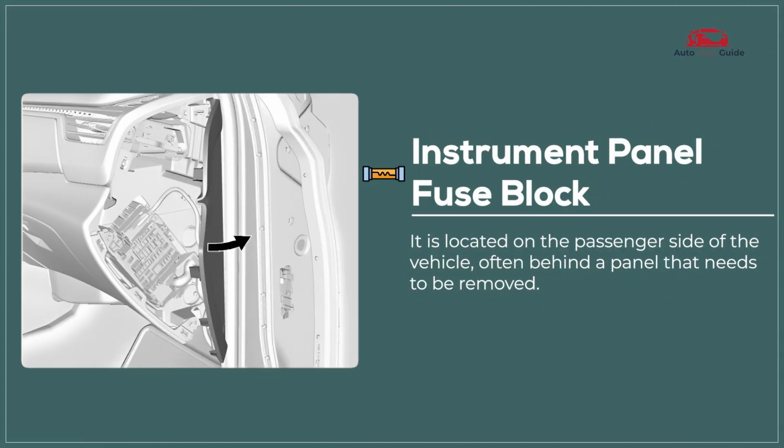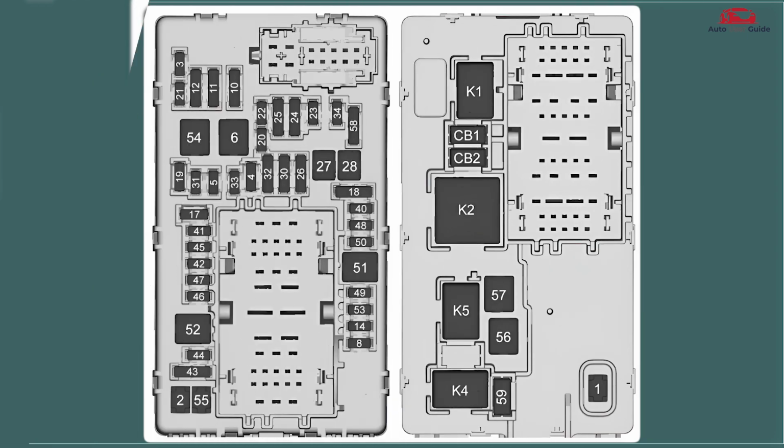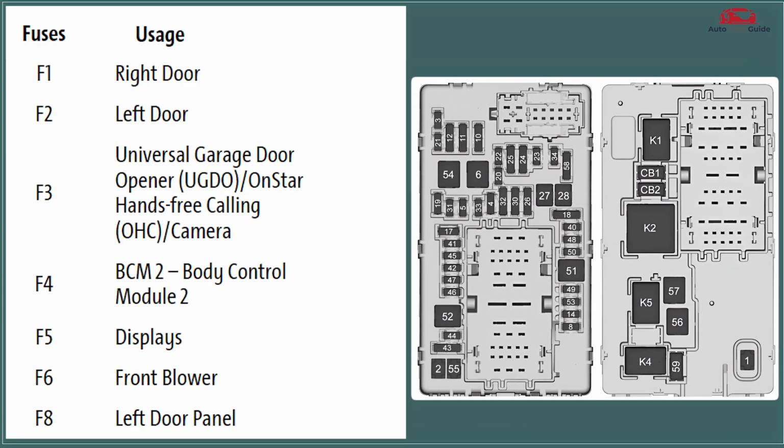Instrument panel fuse block. The instrument panel fuse block houses fuses and relays that protect the electrical components within the vehicle's passenger compartment. These components may include power windows, audio systems, interior lighting, and climate control systems.